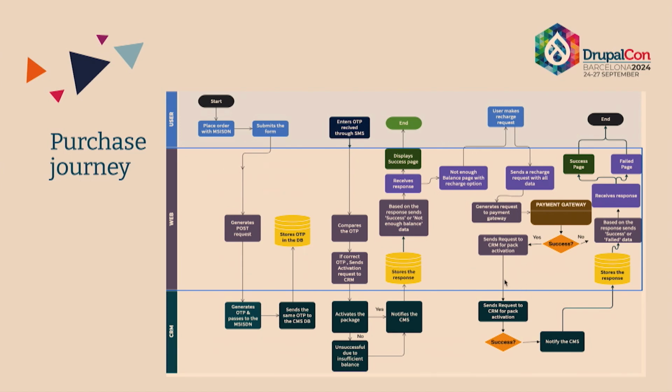The web application then generates an internet package activation request to the CRM. After the activation, the CRM notifies the web application. The web application stores the data, and based on the data, it generates a success page and a fail page. If the purchase was a success, the success page is shown, and if it failed, the fail page is shown. This is how the purchase journey ends.